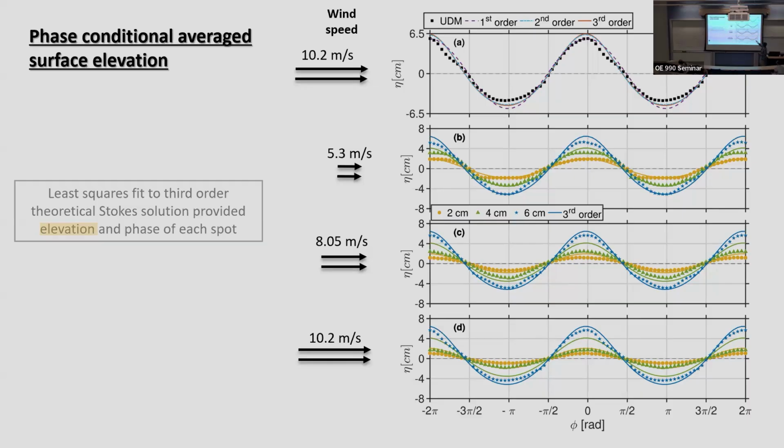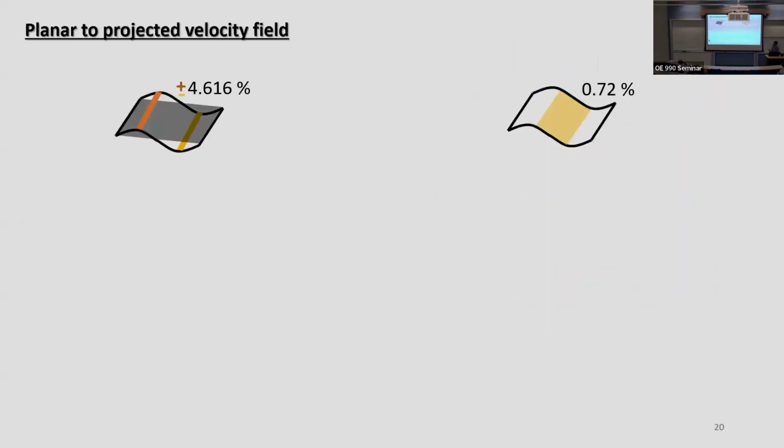Now, the first panel in this plot shows a comparison between what we obtained from our first, second, and third order solutions and the independent UDM measurement, which is the square black filled markers. They compare well. Now, once the comparison is done, we show our 2 centimeter, 4 centimeter, 6 centimeter wave elevation and the third order fit to it. They show good comparison between the elevation that we have.